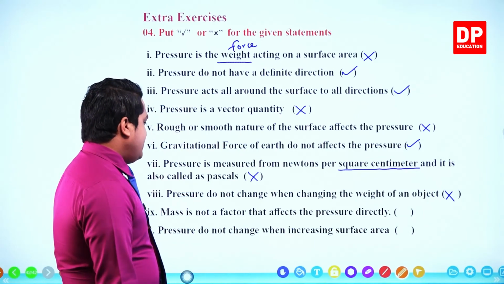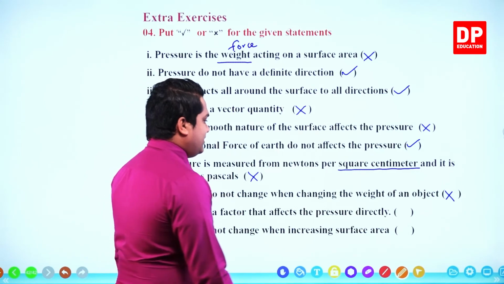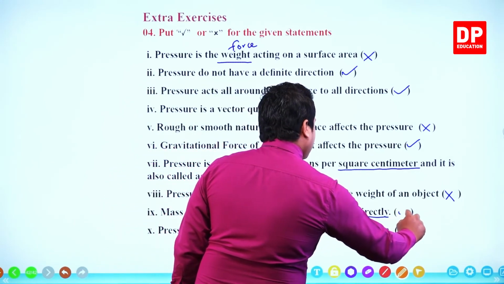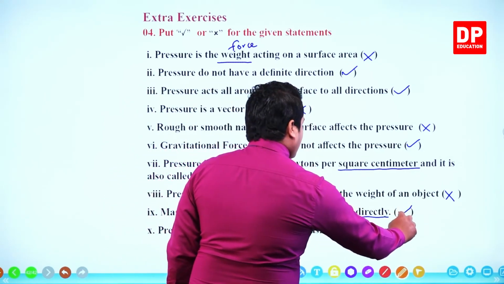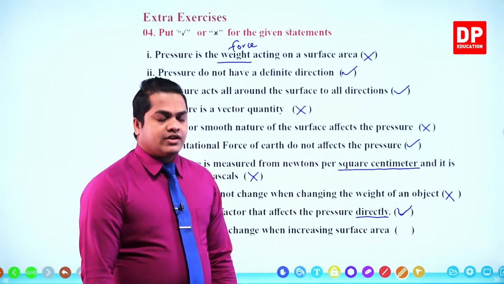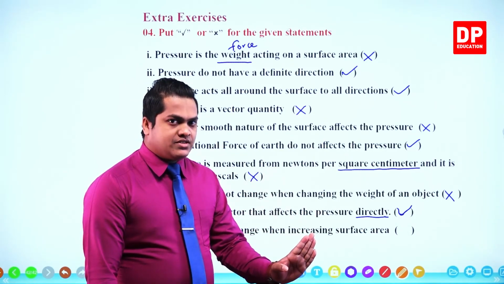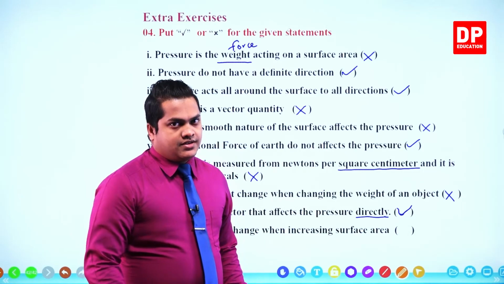Next one. Mass is not a factor that affects the pressure directly. Correct. It's not directly affecting. Directly affecting are only two factors, force and the area. That's it.